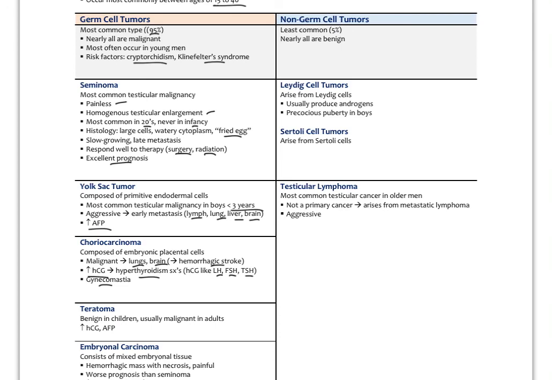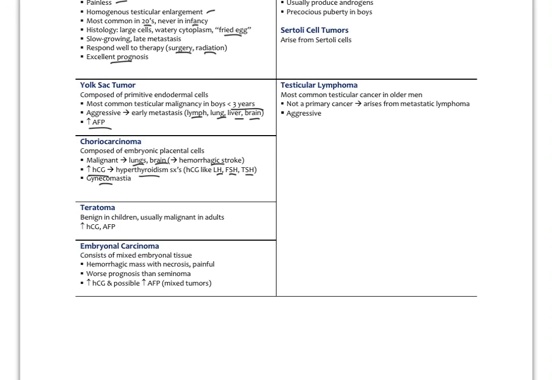Teratoma, this is benign in children, but usually malignant in adults. Again, high HCG and alpha fetoprotein. And then embryonal carcinomas, and this is a mixed embryonal tissue. It's a hemorrhagic mass with necrosis, is painful. Worse prognosis than a seminoma, and again we have elevations of these tumor markers.